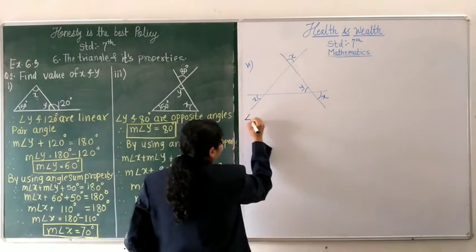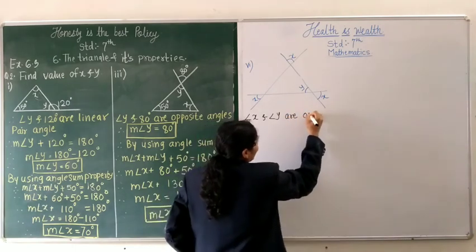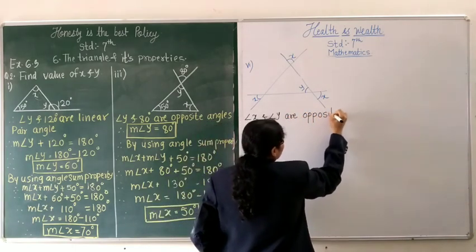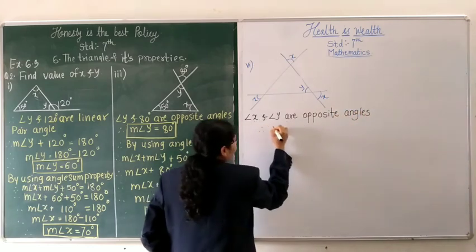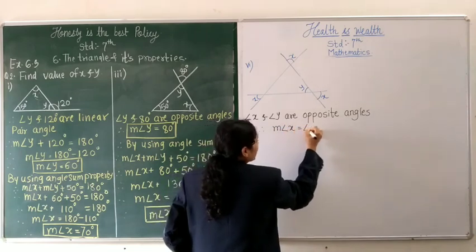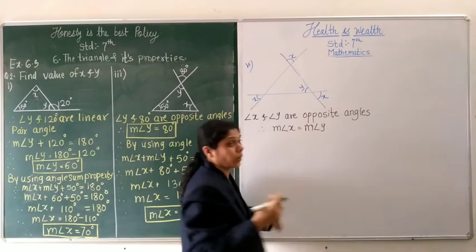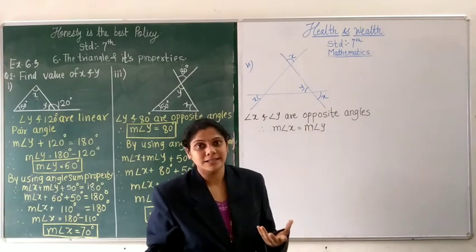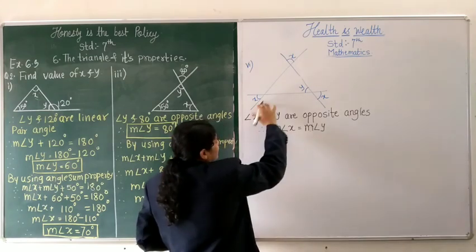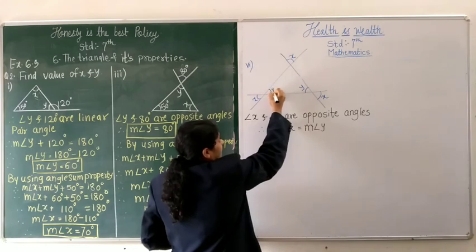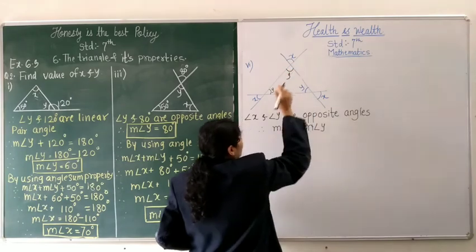So here we will write angle x and angle y are opposite angles. Therefore, measure of angle x is equal to measure of angle y. But what are the measurements of x and y? We can write only alphabets. Okay. Now look at here. This is also x, so it is also y because both are the same. So instead of x I can write here also y. Now you can see this.